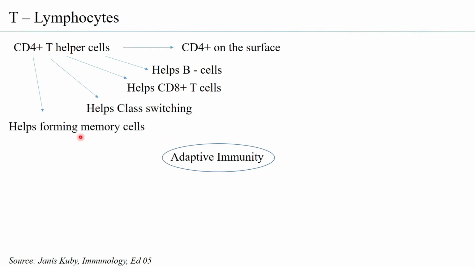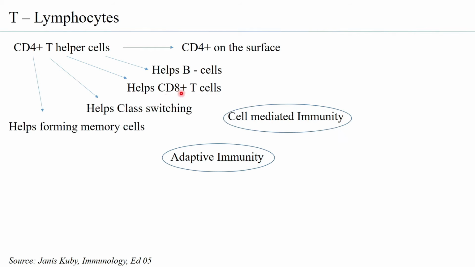Only when the CD4 plus T helper cells are exposed to an antigen will they try to activate immune cells that are able to specifically fight and eliminate that antigen with which they have interacted. So therefore, adaptive immunity is always highly specific.